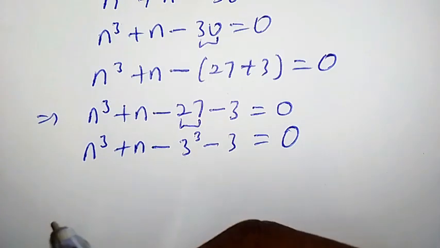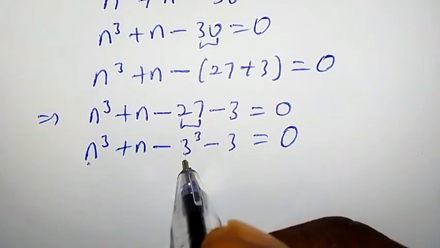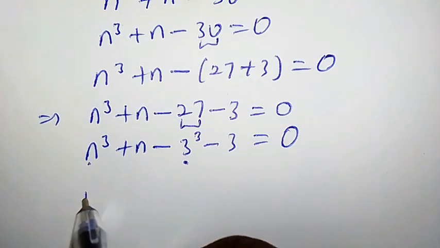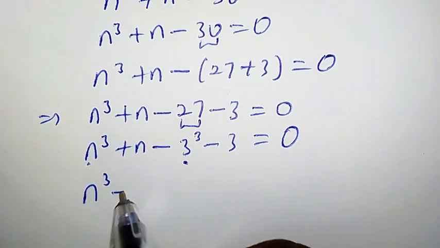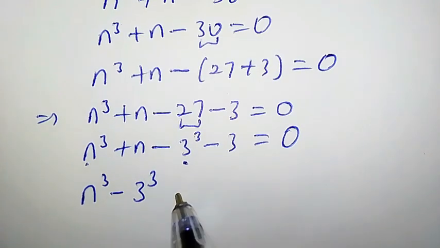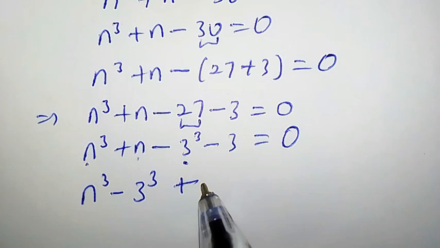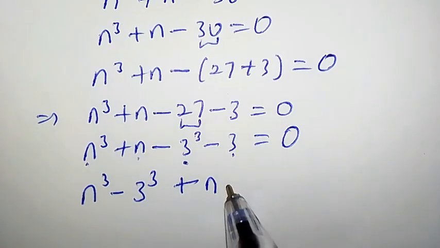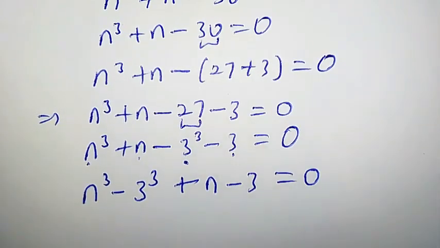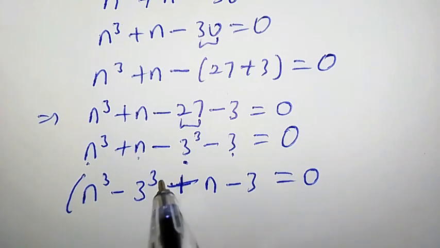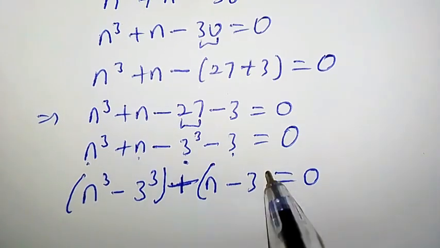Now, let us combine the common terms. This and this look alike, so we're going to have n to the power of 3 minus 3 to the power of 3, plus this, n minus 3, equal to 0. You will observe that we can isolate these terms. It does not affect anything.